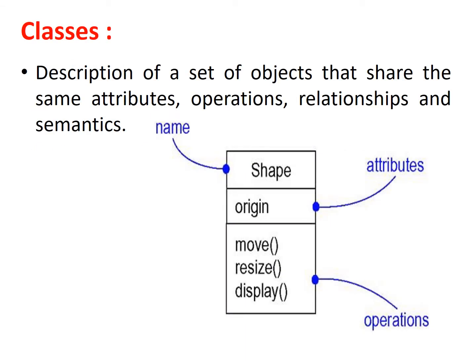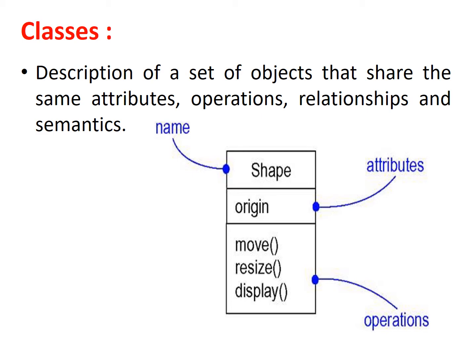Class. A class is a description of a set of objects that share the same attributes, operations, relationships, and semantics. As shown in this figure, Shape is the class name, origin is the attribute, and move, resize and display are the operations. A class is represented by a rectangle symbol which is divided into three compartments.